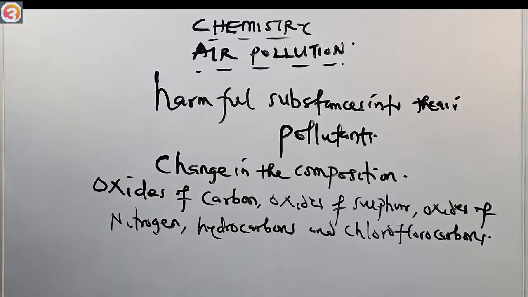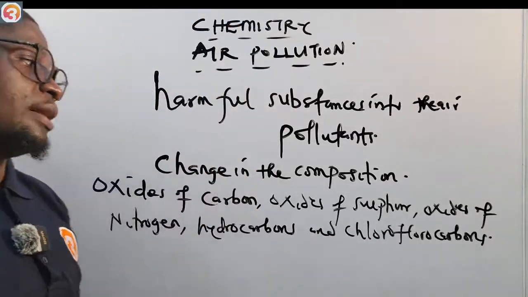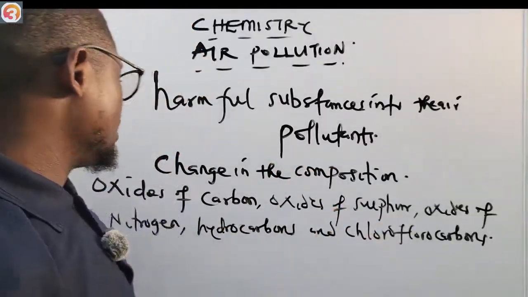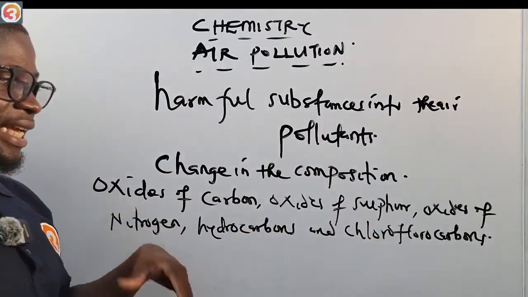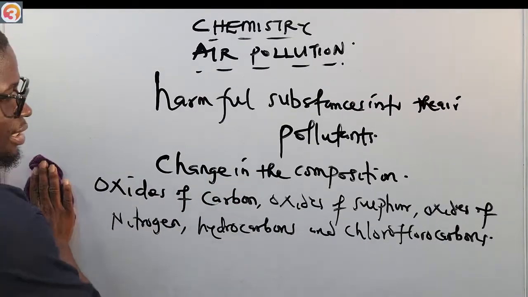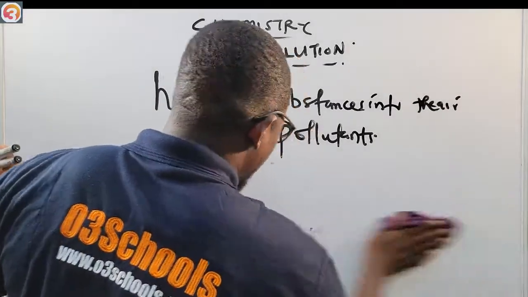Okay, one after the other, we're going to be talking about these. But in this episode, we're going to talk about the oxides of carbon, the oxides of sulfur, and the oxides of nitrogen, and then in the next class we talk about chlorofluorocarbons. All right, so now let us see the oxides of carbon. Carbon has two oxides.